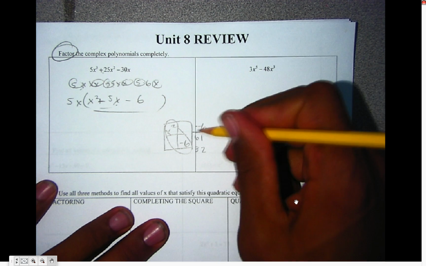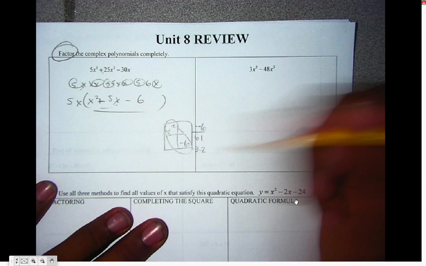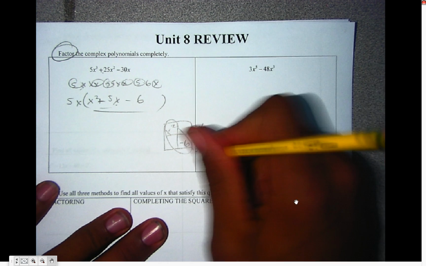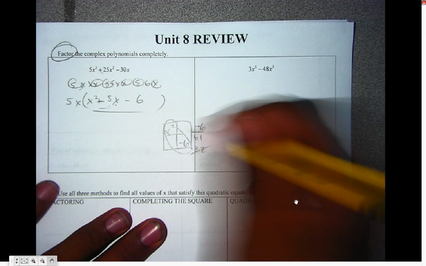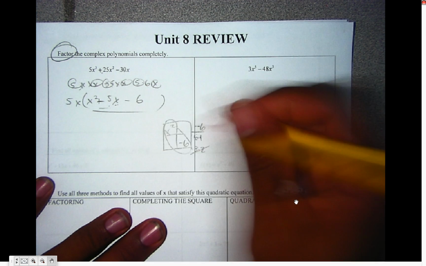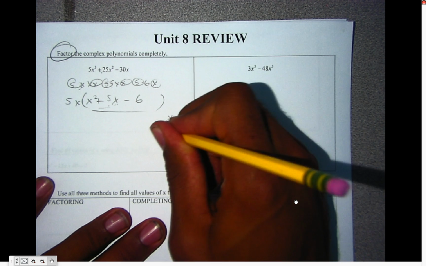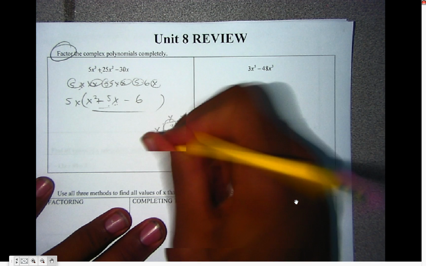Okay, so this is minus, so that means one of these has to be at least a minus. If I make that minus, or the 3 minus, that's not going to work because it won't give me 5. But if I make the 1 minus, 6 minus 1 is 5. So it's 6x minus 1x. So x times minus 1, x times 6.